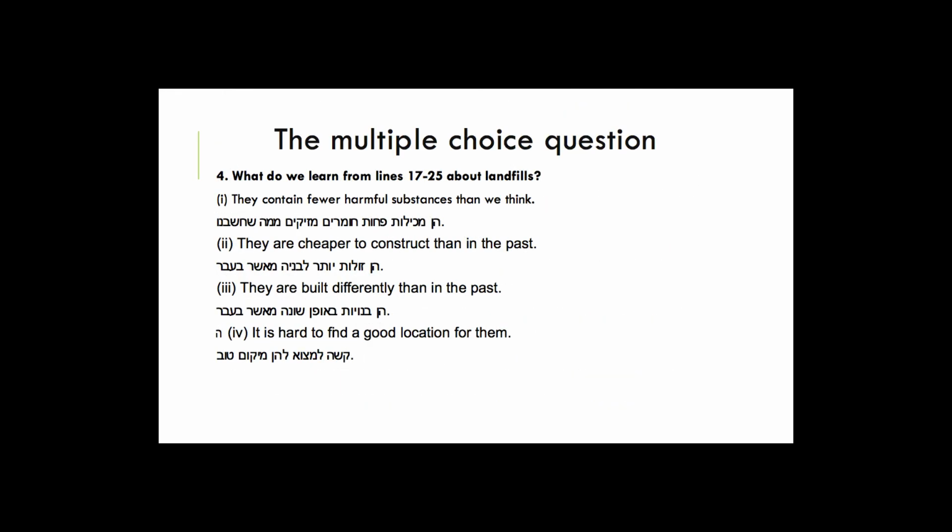So the question goes like this. It's question number 4. What do we learn from lines 17 to 25 about landfills? Option 1. They contain fewer harmful substances than we think. Option 2. They are cheaper to construct than in the past. Option 3. They are built differently than in the past. Option 4. It is hard to find a good location for them.